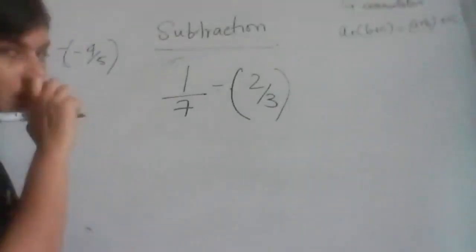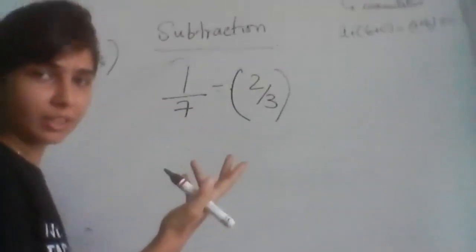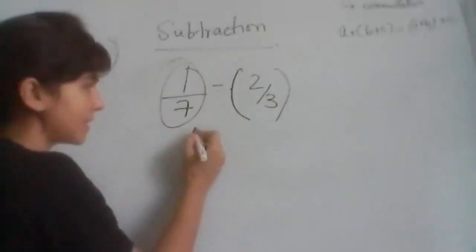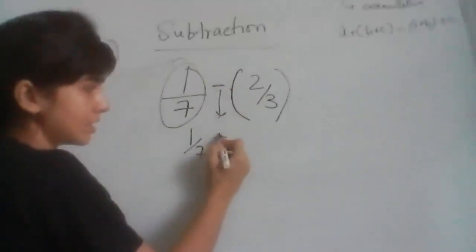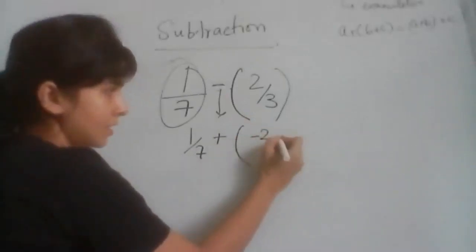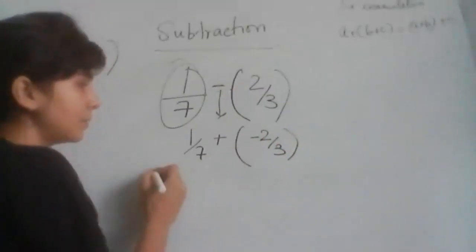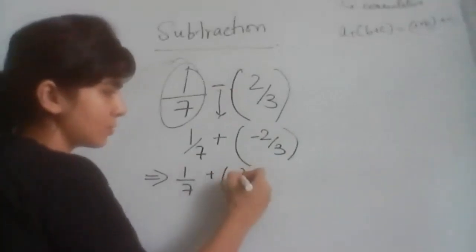Okay, guys, it's already 10:34, so let me start discussing this question. This question is 1 by 7 minus 2 by 3. All those who have not got it right, please see here. We will keep the first rational number as it is, that is 1 by 7. The minus operator will turn into plus. The additive inverse of 2 by 3 is minus 2 by 3. The sign changes. So 2 by 3 will become minus 2 by 3. Now the question becomes 1 by 7 plus minus 2 by 3.